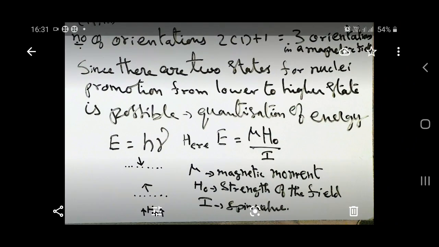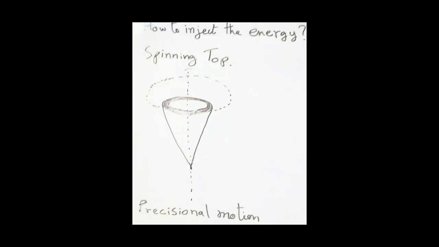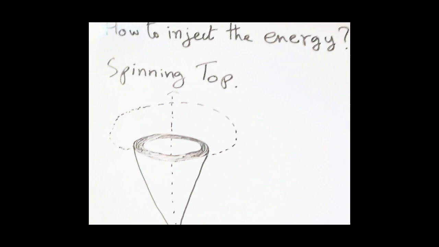Let us go to the other slides also. I told you that the nucleus has two orientations when it is placed in a magnetic field, when its spin value I is equal to half. So a hydrogen nucleus will have two orientations. Now how can we promote the nucleus from the low energy state to the high energy state? We must find a mode by which we can give the energy to the nucleus.